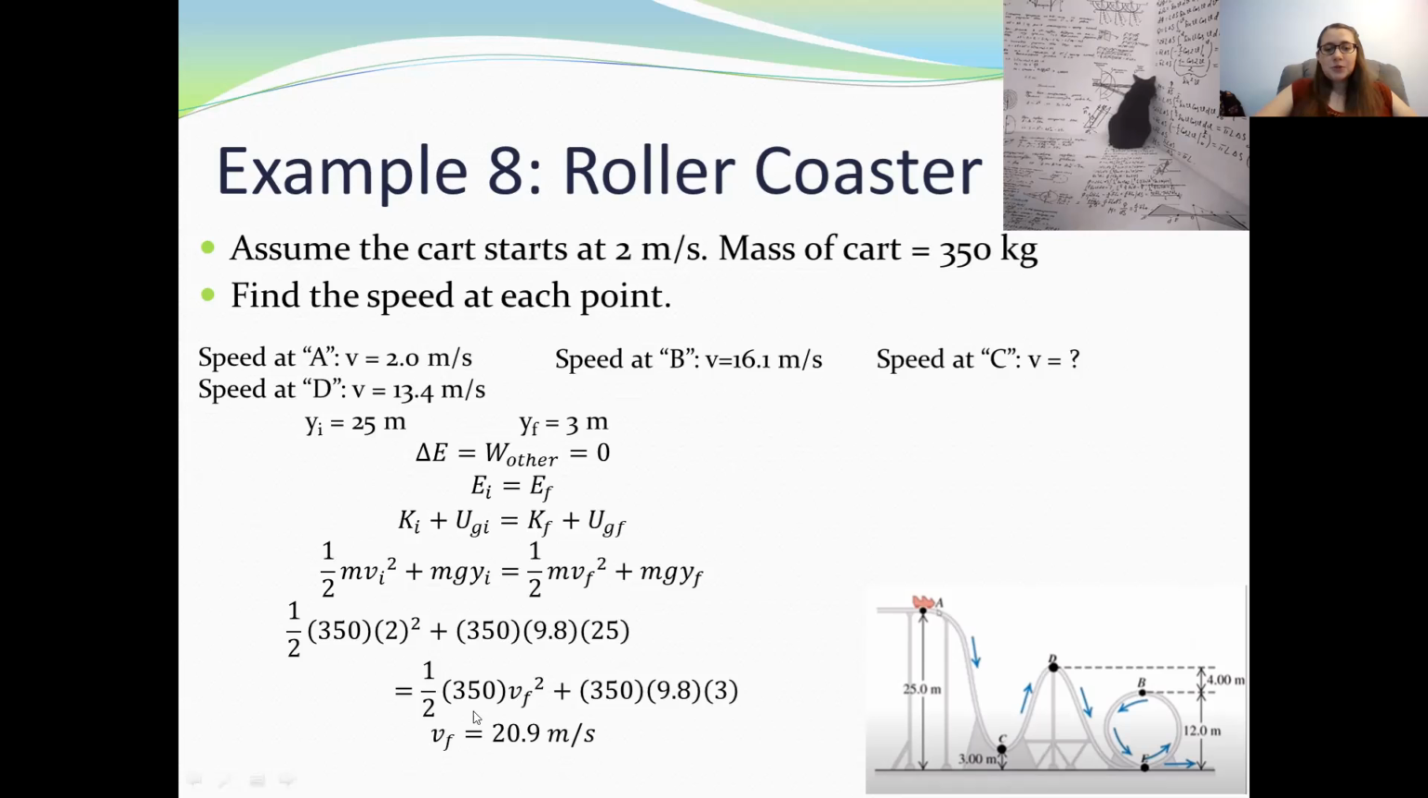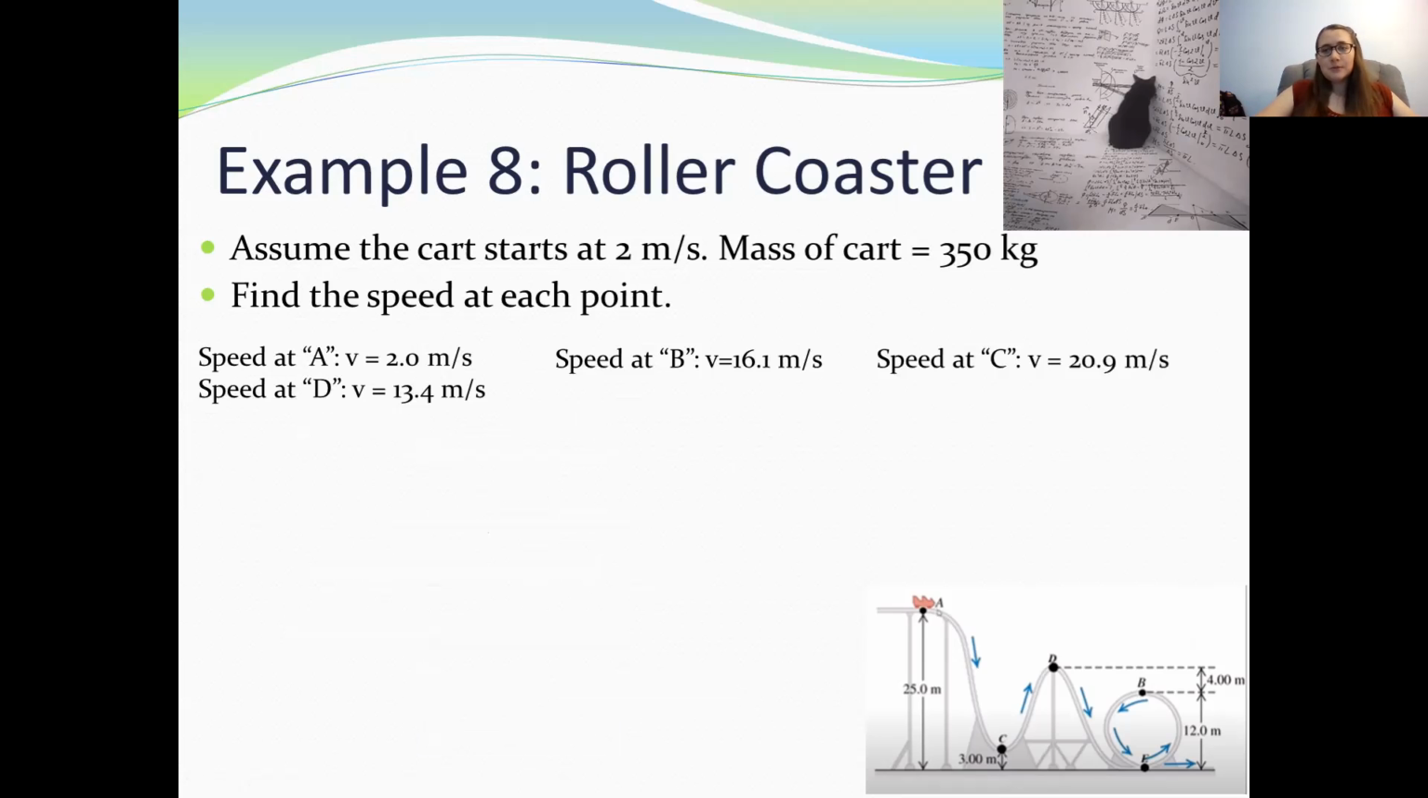And so our final speed at point C is 20.9 meters per second. Okay, again, bigger than point B, which is bigger than point D, which is bigger than point A. So far, it's looking reasonable.